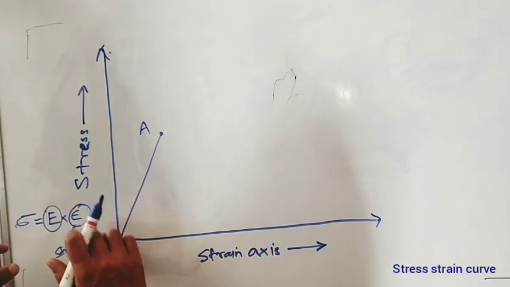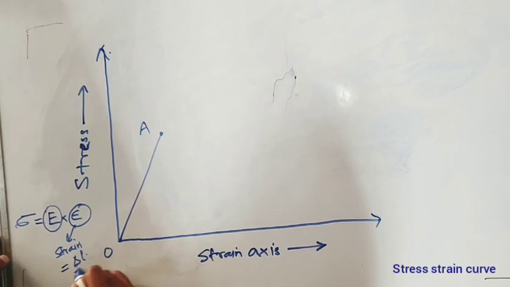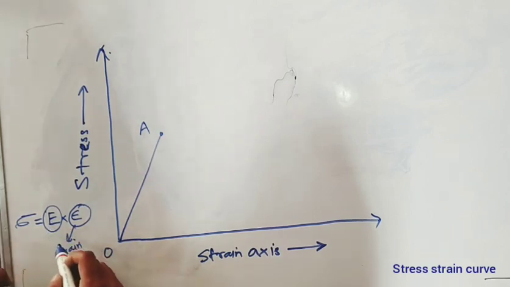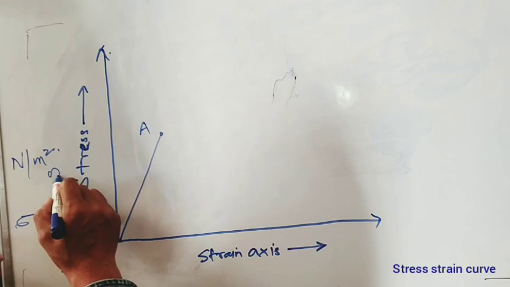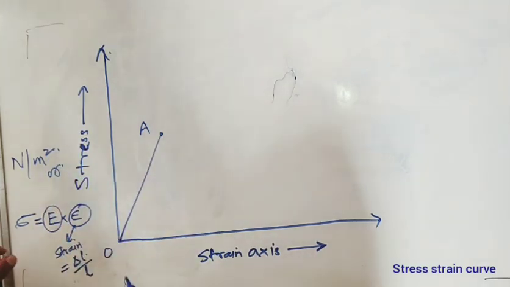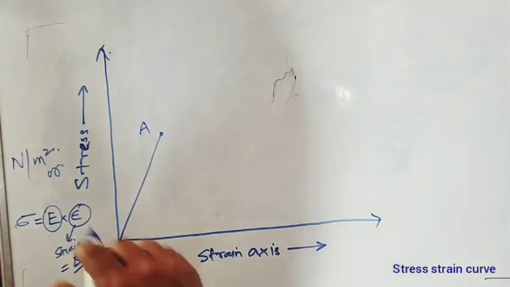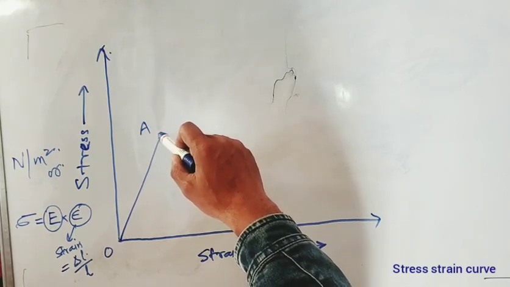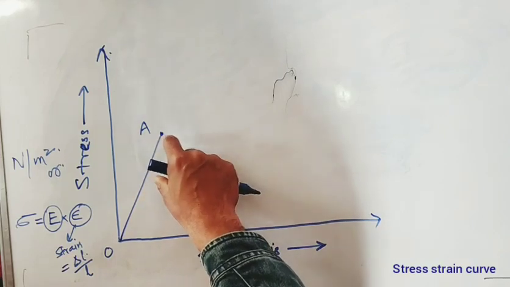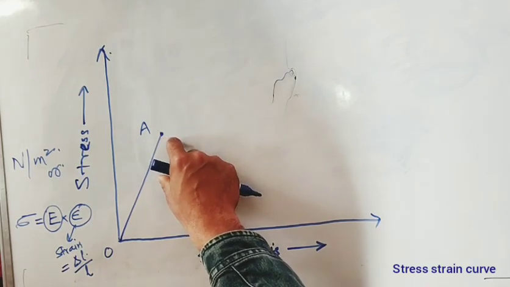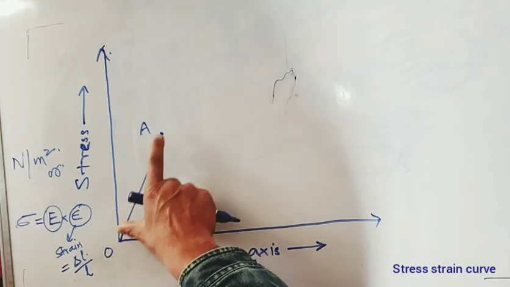Strain is dimensionless because its value is the change in length divided by the original length, or whatever you have, width or height. And E, Young's modulus, has the units of stress, maybe Newton per meter square or whatever units you use, but the units of Young's modulus and stress are the same. Now this point A is the proportionality limit. What do we mean by proportional limit? The stress up to this point is linearly proportional to the strain. So we get a straight line from O to A.